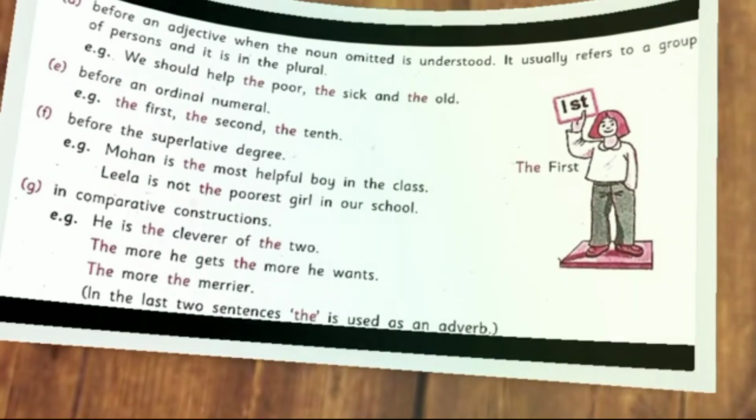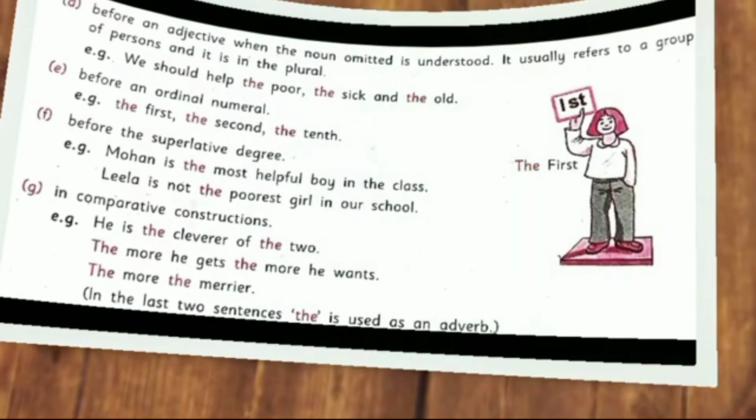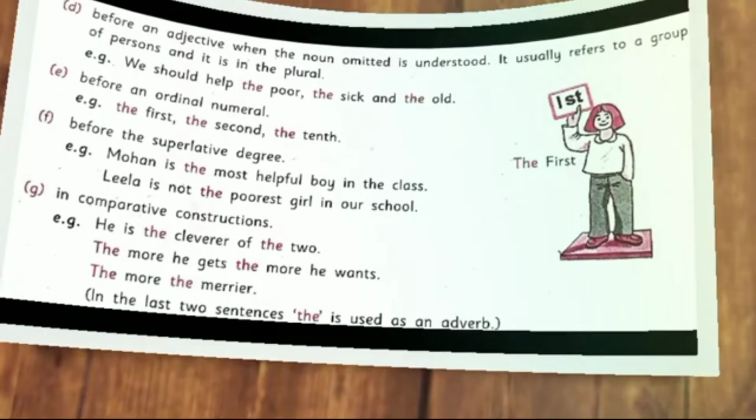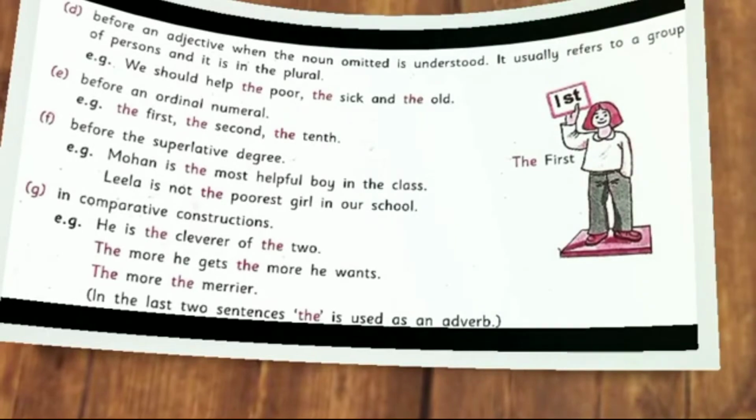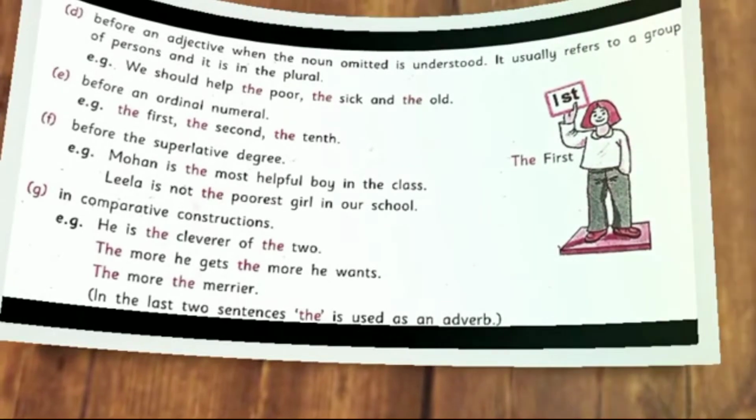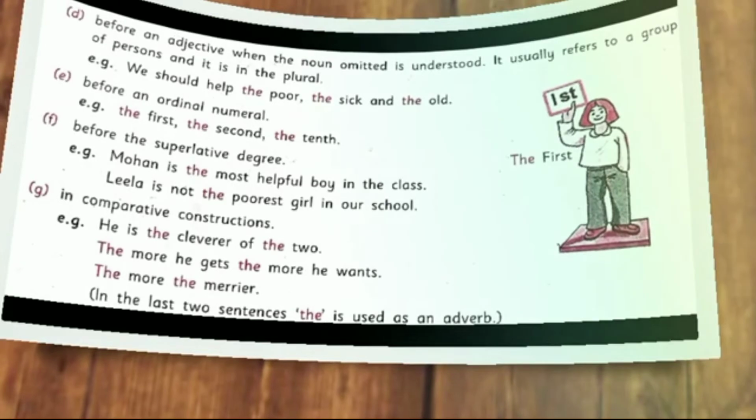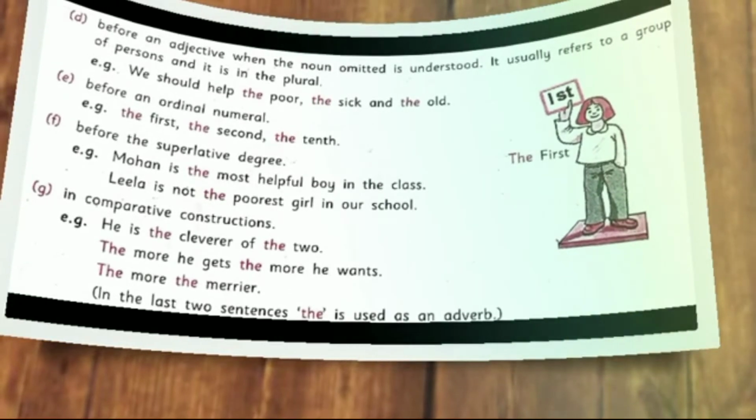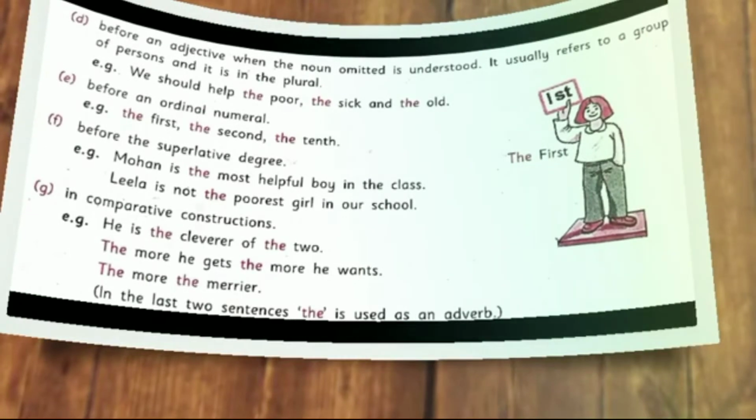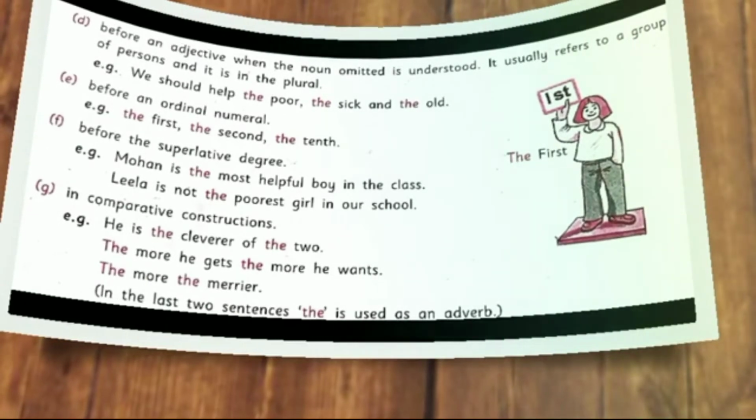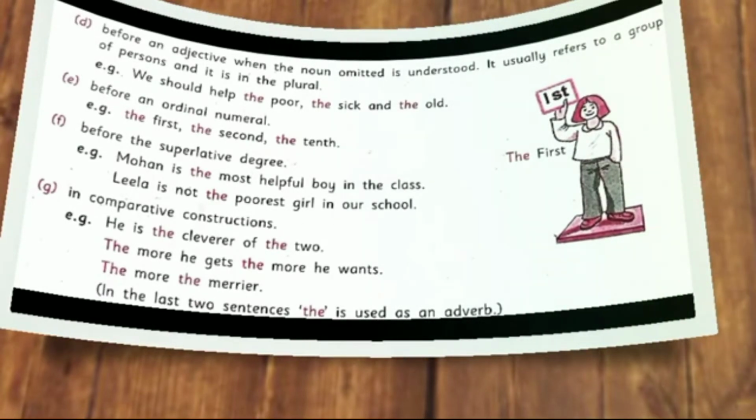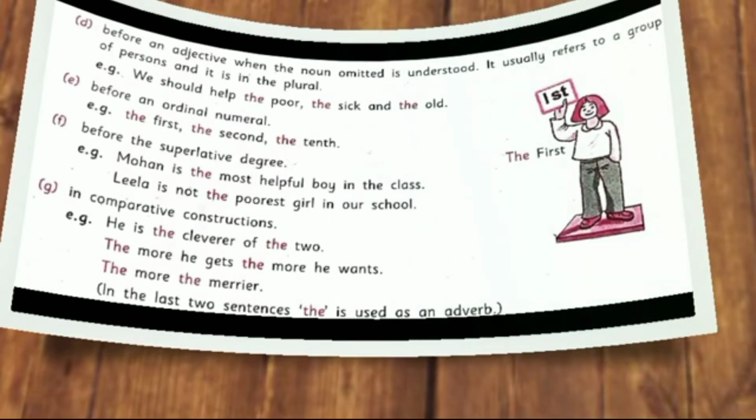The is used before an adjective when the noun omitted is understood. For example, the poor, the sick, the old, the rich. The is used in comparative constructions. For example, he is the cleverer of the two. The more, the merrier. The is also used before nouns which name the people of a country collectively. For example, the Germans, the Japanese, etc.